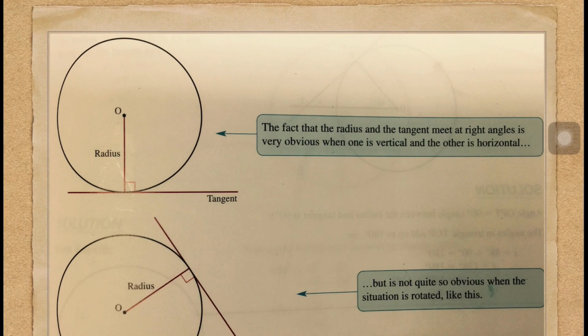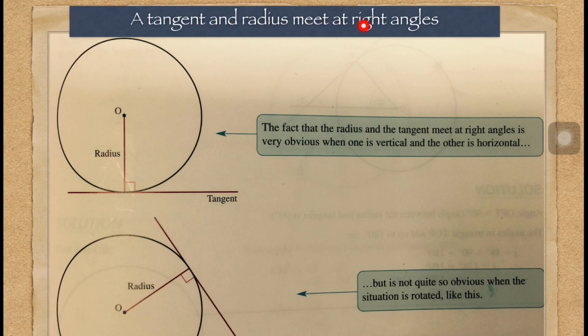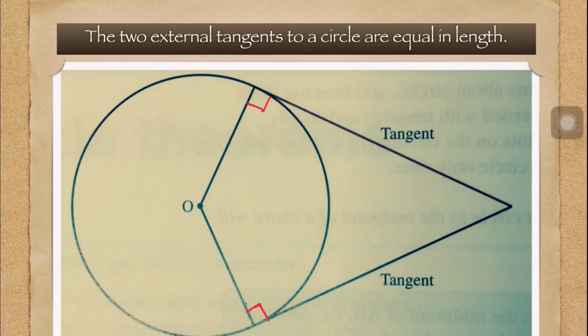Here we go for the next one. A tangent and radius meet at right angles. Look at the illustration below. This is the radius and the tangent. They meet at right angles. Take note of that. Here's another theorem, guys. The two external tangents to a circle are equal in length. Look at the illustration below. These are equal in length.